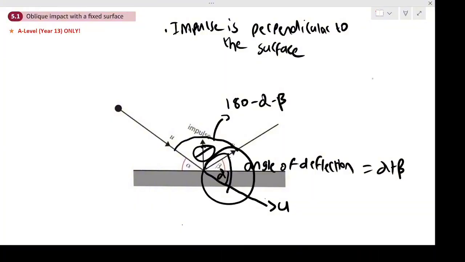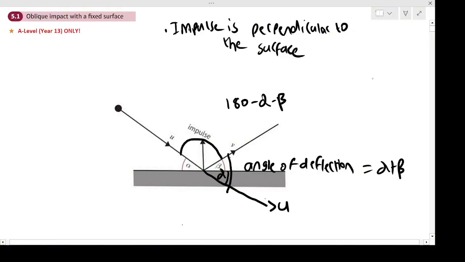This is the angle of deflection there, okay? So to help you visualize where the angle of deflection is, you should extend the velocity, and then you can see it in the way we've done it there, okay? But I want to clarify very clearly that this angle is not the angle of deflection. So if you're confused about that, that's not what it means, okay?